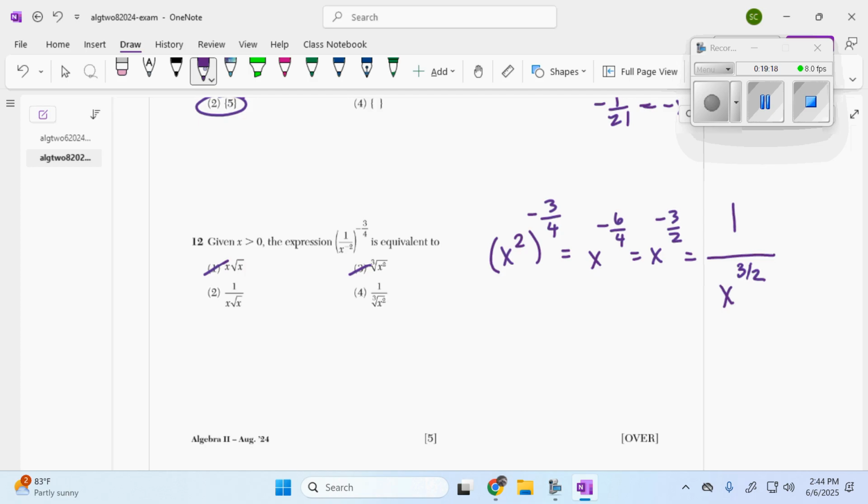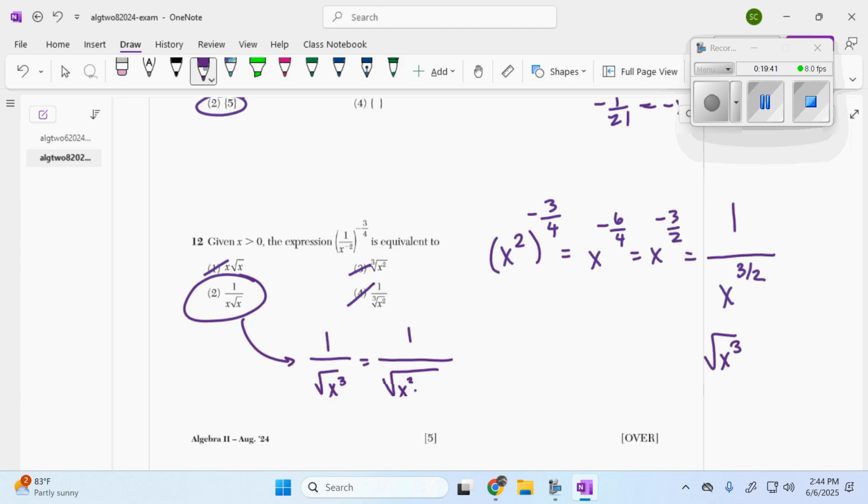Well, x to the 3/2 is the square root of x cubed. Remember, it's exponent over root. That eliminates choice 3, leaving me with the only option left, which is choice 2. Now you might be saying, well, that's not the same as 1 over the square root of x cubed. However, it is. If you simplify that, it's the square root of x squared times the square root of x, which becomes x times the square root of x.